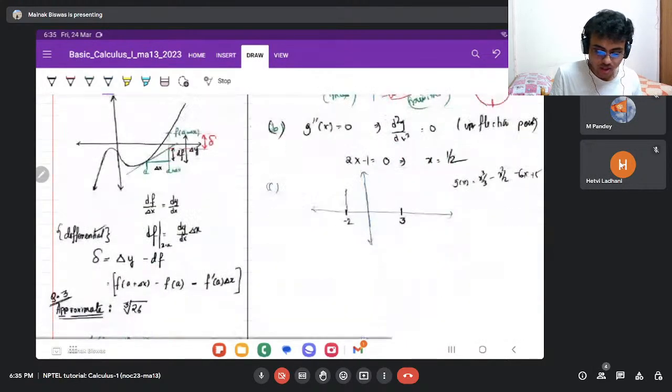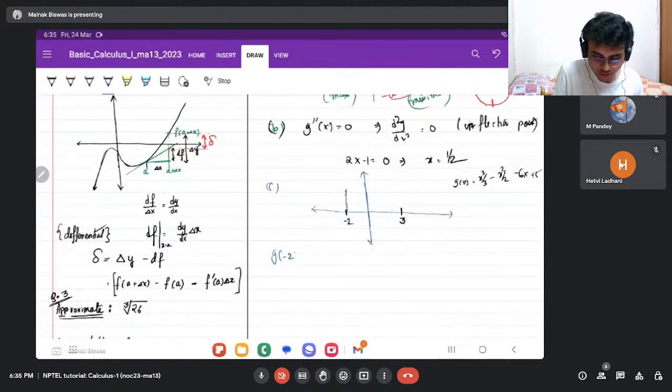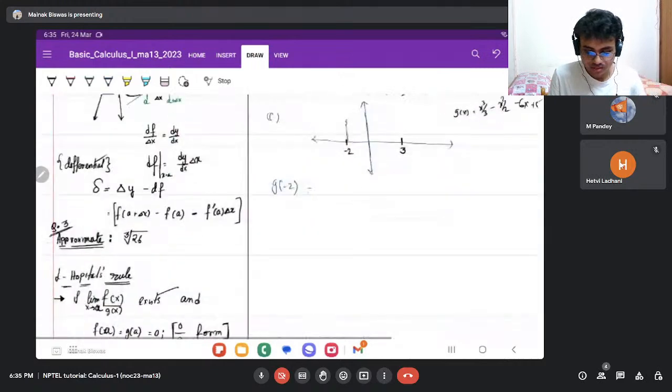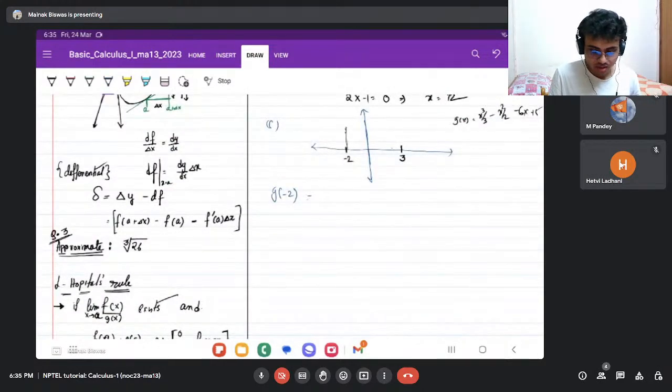So g of minus 2. What is g of minus 2? So I've written this function there. Let me just, so it's minus 8 by 3 minus 2 plus 12 plus 5. Is it correct? 8 divided by 3, minus 2 plus 12 plus 5. So it's 17. Yes, sir. Correct. 17.67.